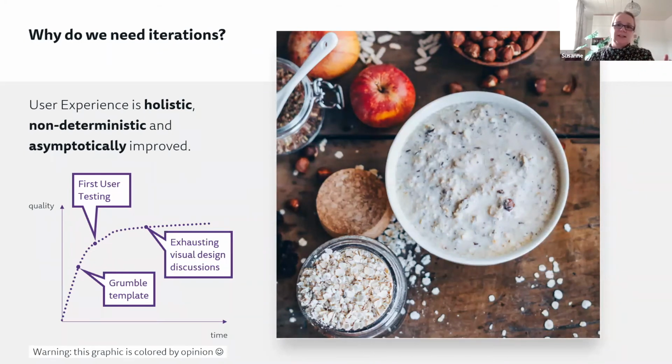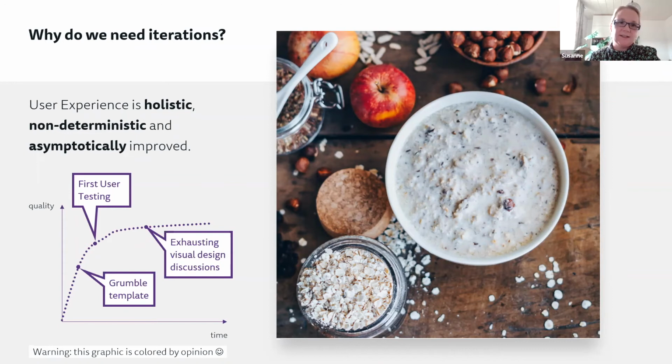Asymptotically improved. This is what I showed with the rectangle and the rounded rectangle. So you have to learn a lot at the first time. And the graphic is how I try to learn. So I make this Grumble template, and everybody is allowed to say this is ugly and this is wrong, and there is something missing and something like that. Then I learn. And then a wireframe perhaps is possible so that we can introduce it to users. And we make a test, we learn again. And then the exhausting visual design discussions start.